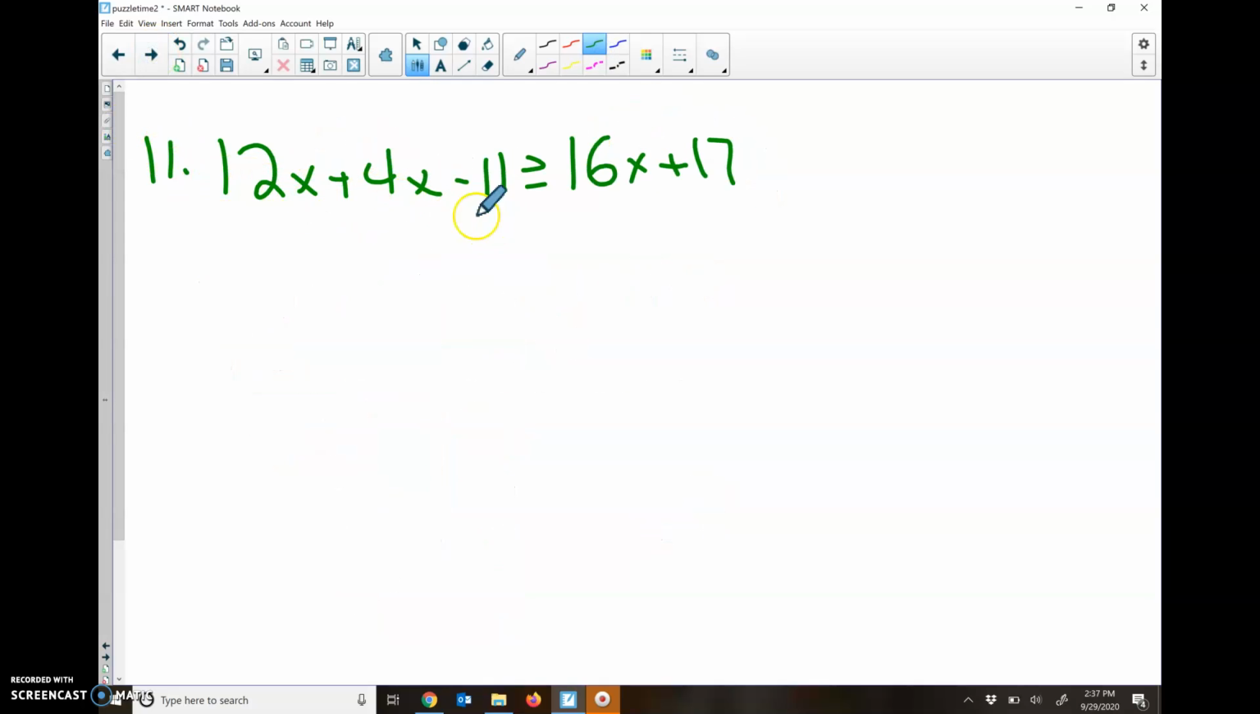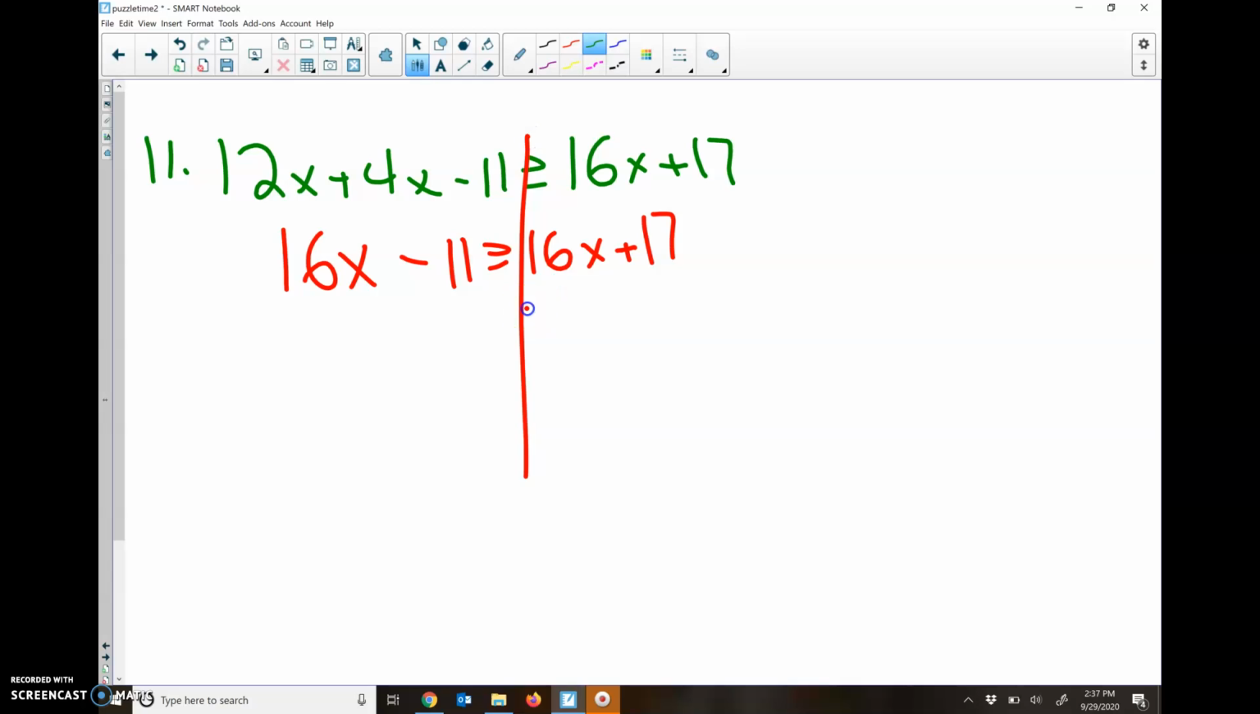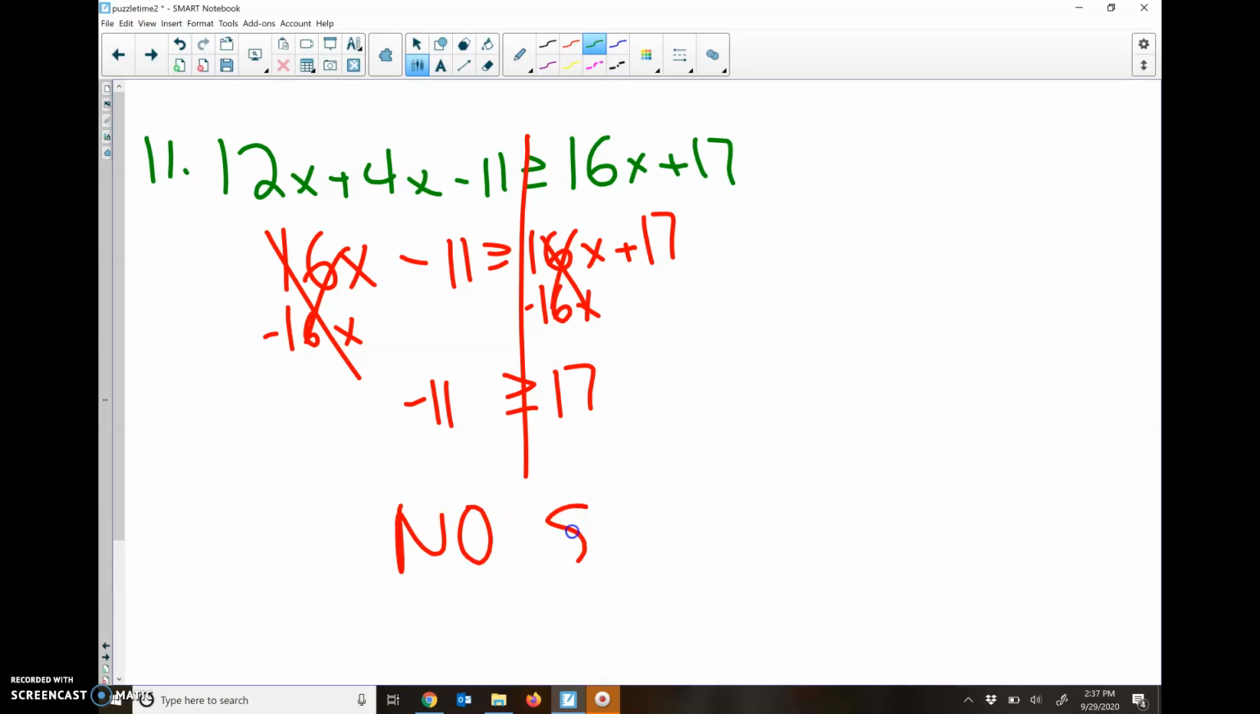All right, 11. Looks like we got some stuff that we can simplify here. So I got 12x plus 4x is 16x plus or minus 11 is greater than or equal to 16x plus 7. I'm going to get my x's together, so subtracting 16x. And we'll see that these cancel. 16 minus 16 is 0. So I'm left with negative 11 is greater than or equal to 17. And that is not true. Negative 11 is not greater than or equal to 17. So this one is false, so it's going to be a no solution.